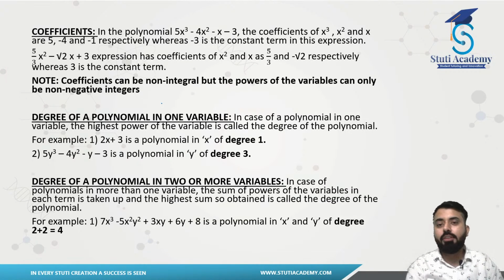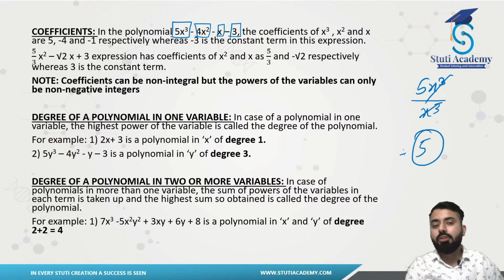Now if you consider this example right here, 5x cube minus 4x square minus x minus 3, you just have to find the coefficients of x cube, x square, x and 3. For this, let's first find the number of terms here. This will be term 1, this will be term 2, this will be term 3, and finally term 4. In our first term, we have 5x cube. We have to find the coefficient of x cube. So you just pick the term which has x cube with it, divide it by x cube, and whatever you are left with will be your coefficient. That is 5.